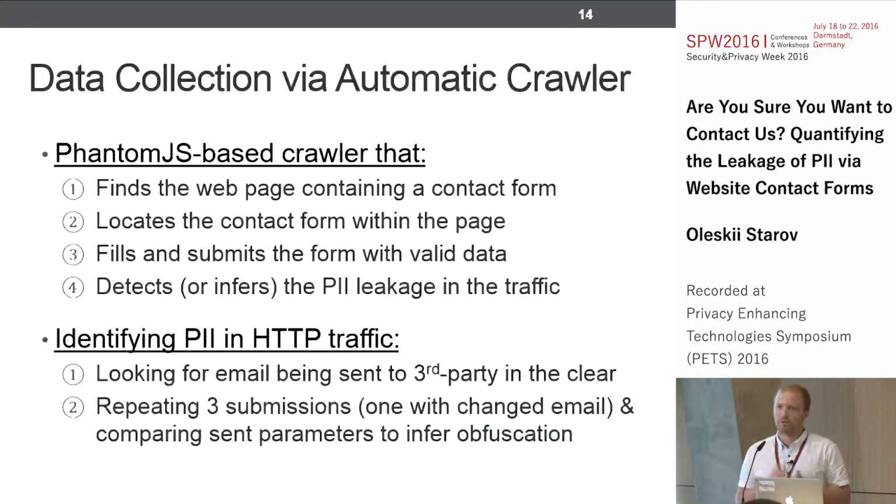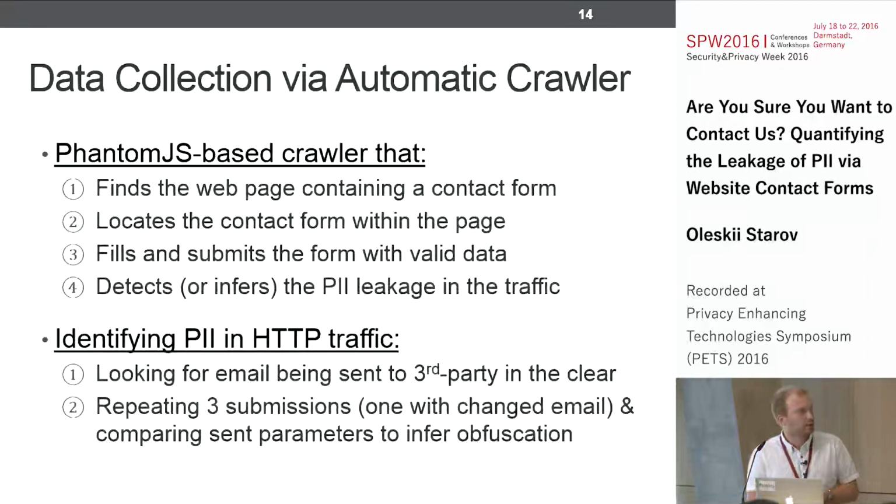And for the data collection, we implemented an automatic crawler that can find the contact page for a website, locate a contact form, fill in the fields and submit it with proper information, and try to detect or infer PII leakage in the HTTP traffic. For identification of PII in the traffic, we used several approaches. First, we tried to detect it being sent in the clear or using base64 or some other popular obfuscation. And we also used a smarter way.